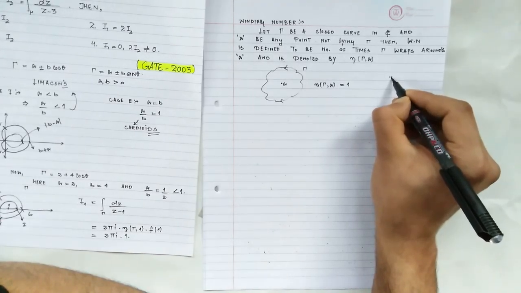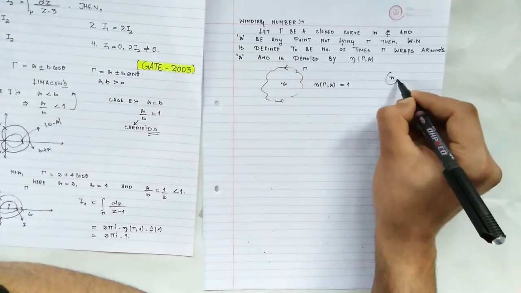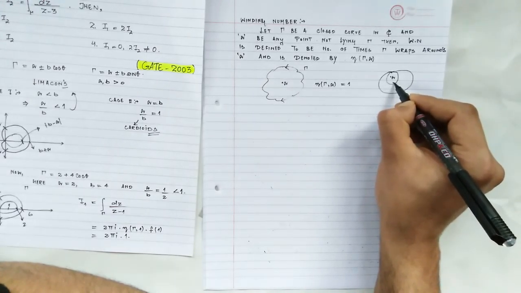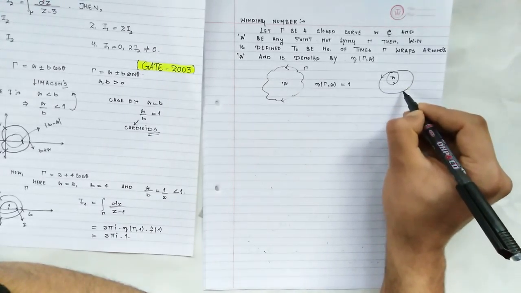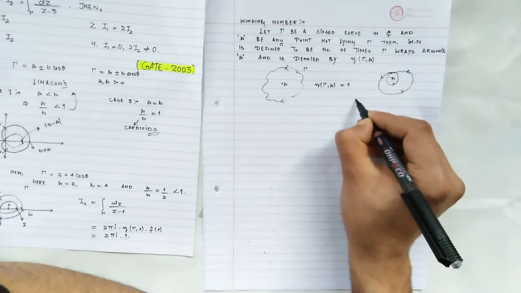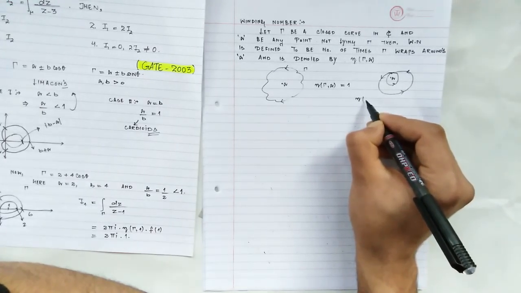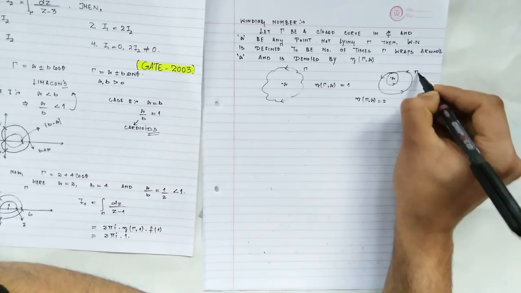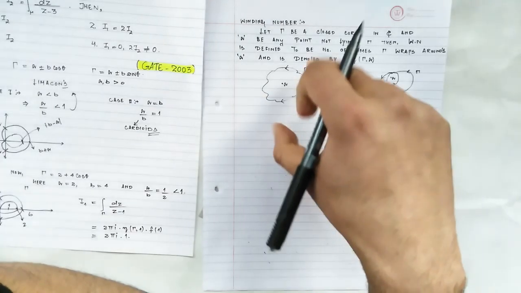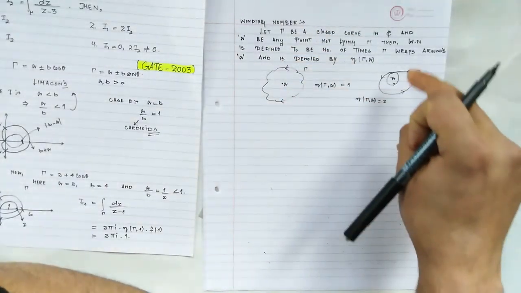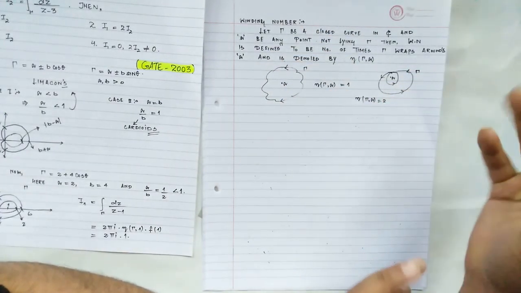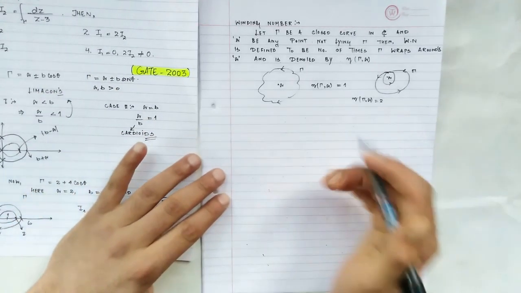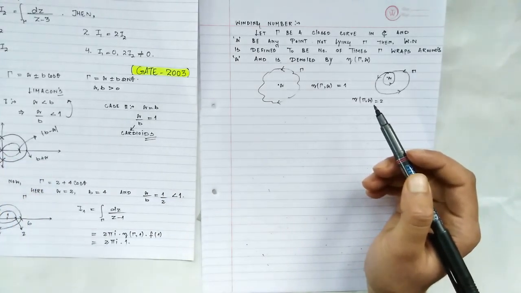Now take a point A here, and I'm just getting it like this and this. Starting here, anticlockwise direction, going this way, this way, this way. At this point, N of gamma, A is 2. Calling this gamma, you can say it is the number of times this curve engulfs this point, the number of times it makes a loop around it, right? So this is a little bit of explanation about the winding number.